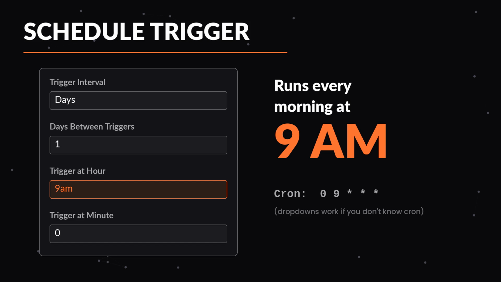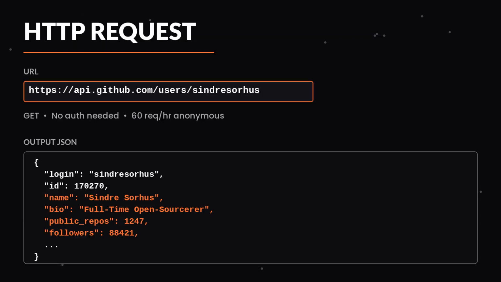Save. Notice the node now has a green dot. It is armed. If you activated the workflow with the top right toggle, it would actually run at 9 a.m. tomorrow. We are not activating yet. We are still building.